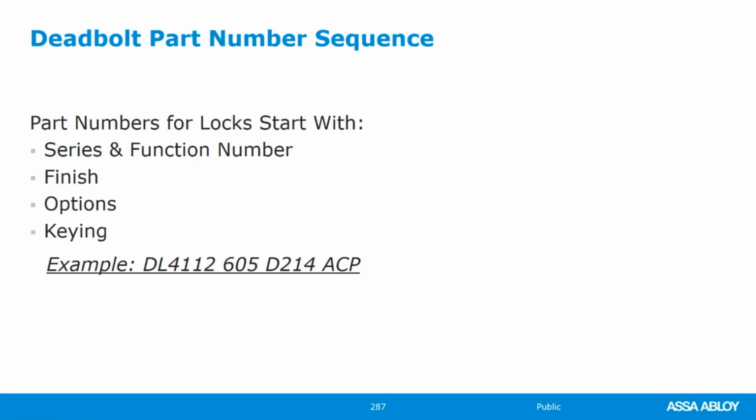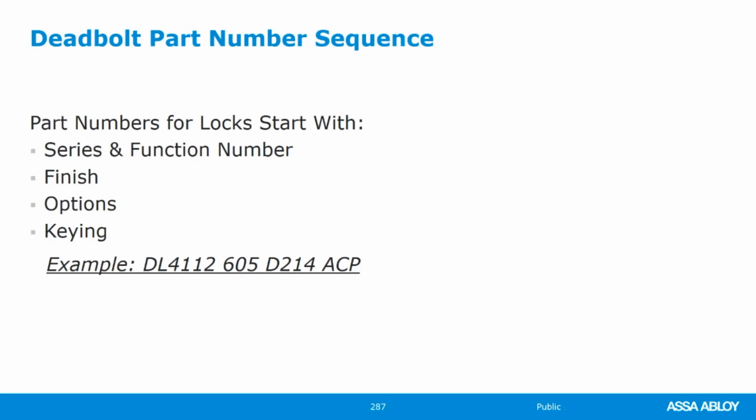D214 is a door thickness, 2 1/4 inch. ACP is for Access 3, patented. The C tells us it's interchangeable core. It's just that easy.